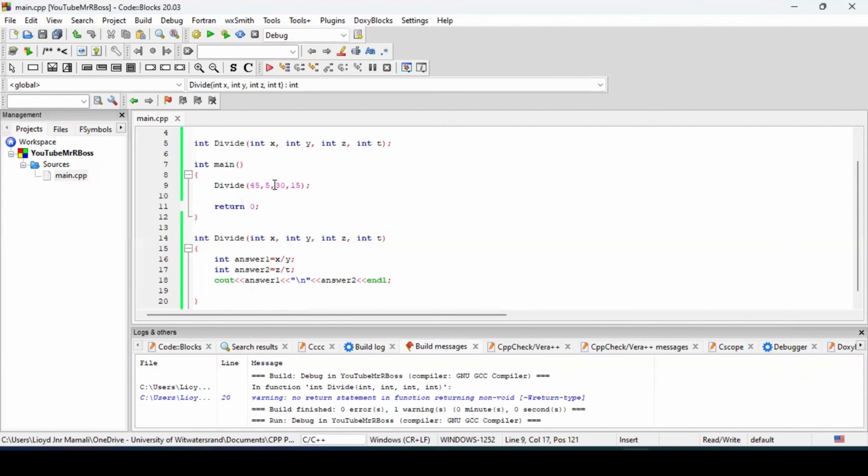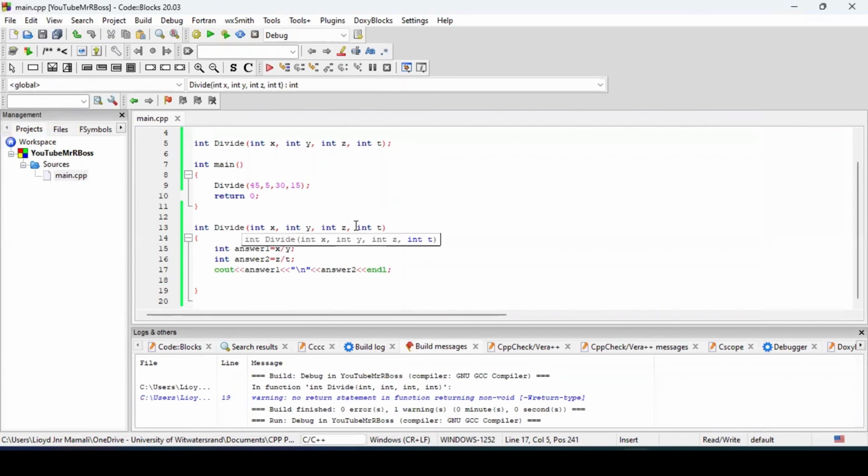Now let's look at the second division, which consists of 30 and 15. 30 belongs to z, 15 belongs to t. Answer number 2 says z divided by t, which means we're dividing 30 by 15, and that gives us the answer of 2. So the second answer is also correct. So guys, this is how you can write a function with multiple parameters. I hope this was a very educational video, and I hope you learned how to write functions with multiple parameters.